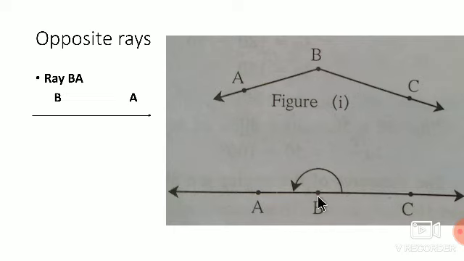So when two rays have the common origin point and they have opposite directions and they form a single straight line, those two rays are said to be opposite rays and they form the straight angle. Understood?